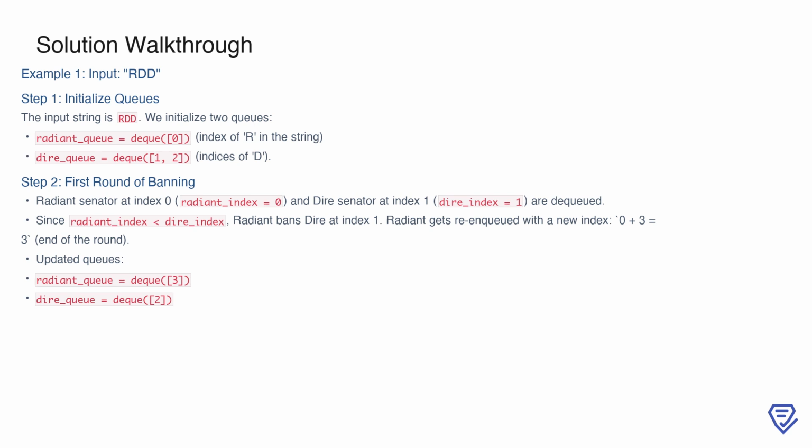In the first round of banning, we consider the first senator from each queue. The radiant senator at index 0 and the dire senator at index 1 are dequeued. Since the radiant senator's index is smaller, it bans the dire senator at index 1. The radiant senator is then re-enqueued with a new index, which is its current index plus the length of the input string, resulting in an updated radiant queue containing 3. The dire queue now only has the senator at index 2.